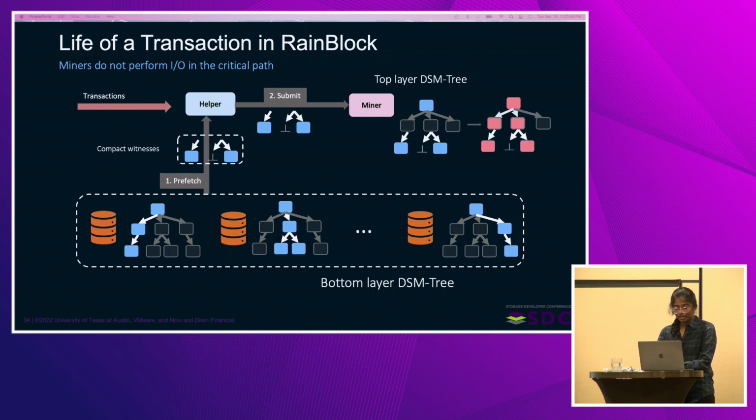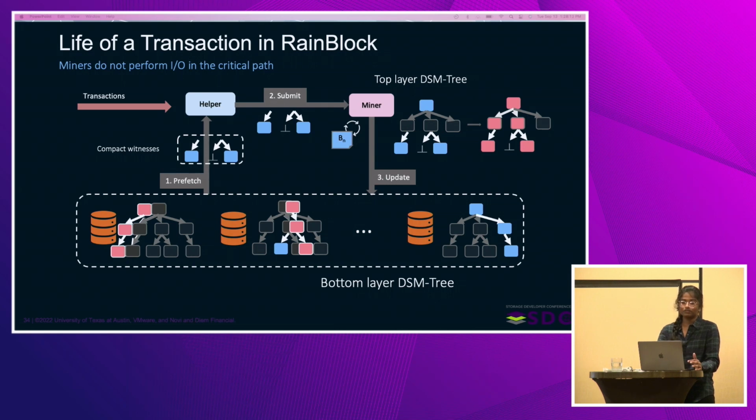Miners then mine these transactions into a valid block, achieve consensus on it, and then finally update the storage nodes. Storage nodes asynchronously create new snapshots for the updates from the new blocks. Once the blocks in the main chain are confirmed, snapshots corresponding to the unconfirmed blocks are garbage collected.